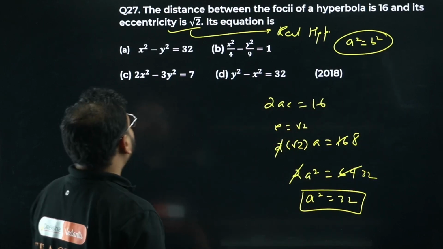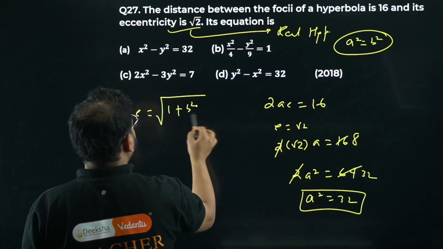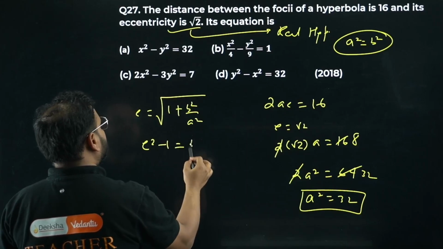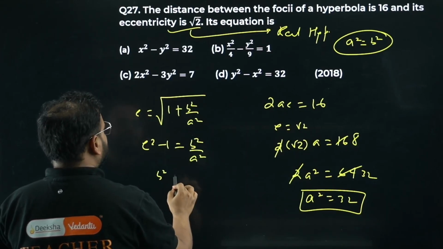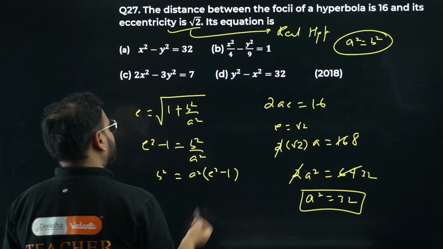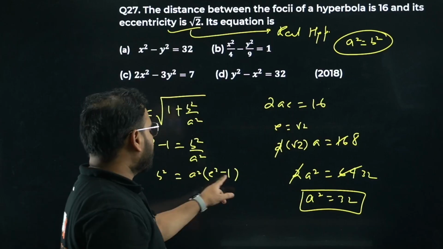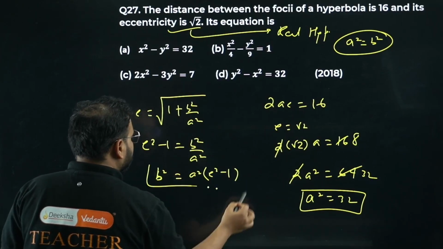We have the condition e equals the root of 1 plus b square upon a square. You can solve from here. e square minus 1 equals b square upon a square. So basically b square equals a square into e square minus 1. What is e square, sir? e square is going to be root 2 square, so 2. 2 minus 1 is nothing but 1. So we have b square and a square are equal.